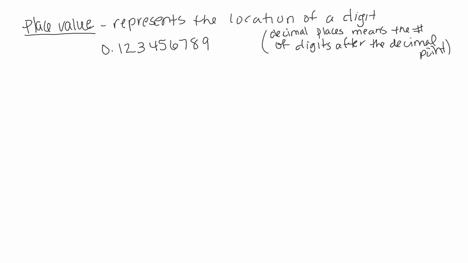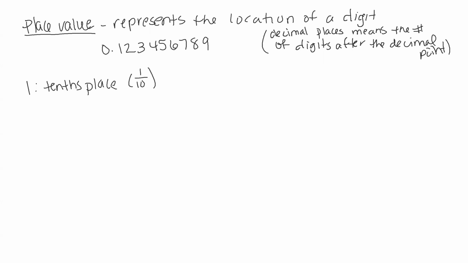Now, what I'm going to do is look at each digit here, the 1, the 2, all the way through the 9, and tell you its location in that number. And while I do that, I'm also going to show you how this relates to fractions. Okay, so let's start with the 1. The 1 is what we call the tenths place. And when you see the word tenths, you should think 1 over 10.